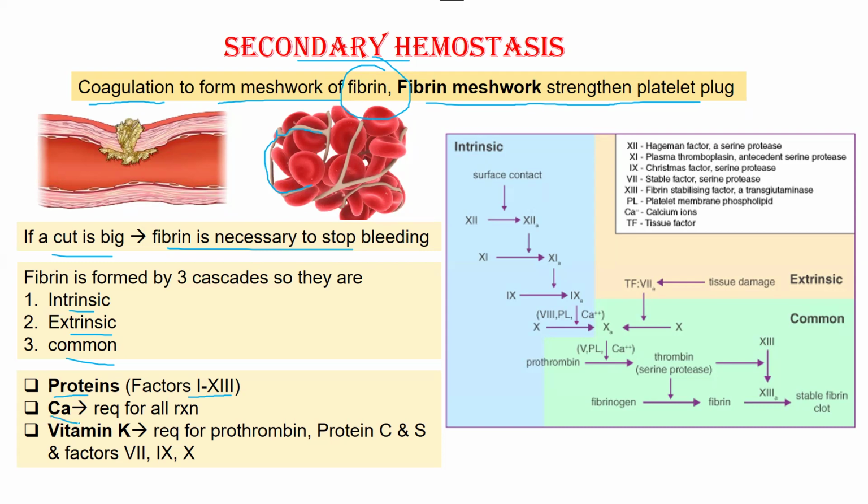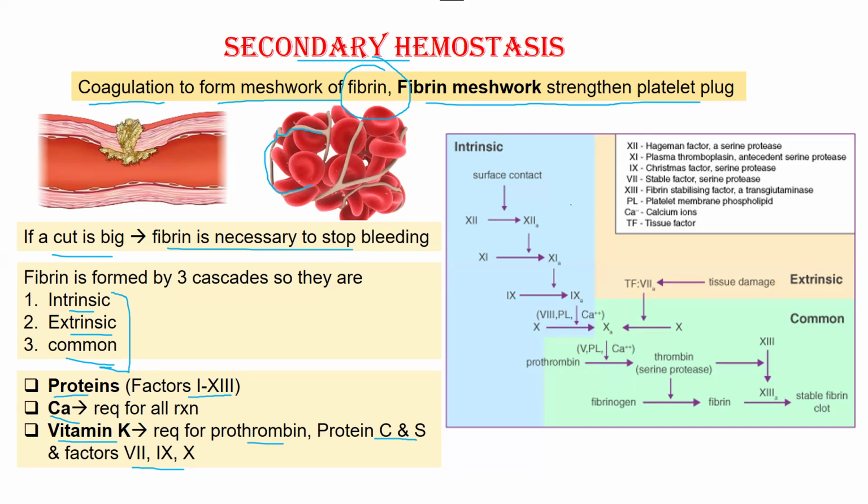Then your body needs calcium. Calcium is basically required for each and every step of these pathways, and there is vitamin K that is required only for formation of prothrombin, protein C and S, and a few factors that are needed in this process. So these are basically components that are required to fully function these 3 steps.